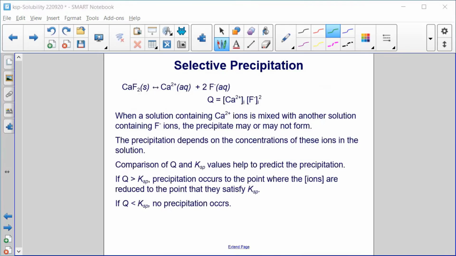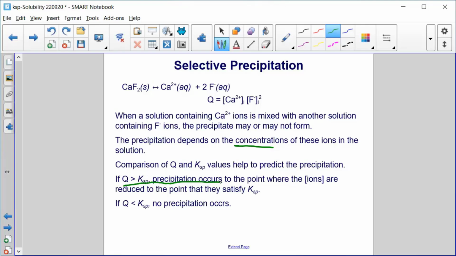When a solution containing calcium ions is mixed with another solution containing fluoride ions, the precipitate may or may not form. The precipitation depends on the concentrations of these ions in the solution. Comparison of Q and KSP values helps to predict the precipitation. If Q is greater than KSP, precipitation occurs to the point where the concentrations of the ions are reduced to the point that they satisfy KSP.